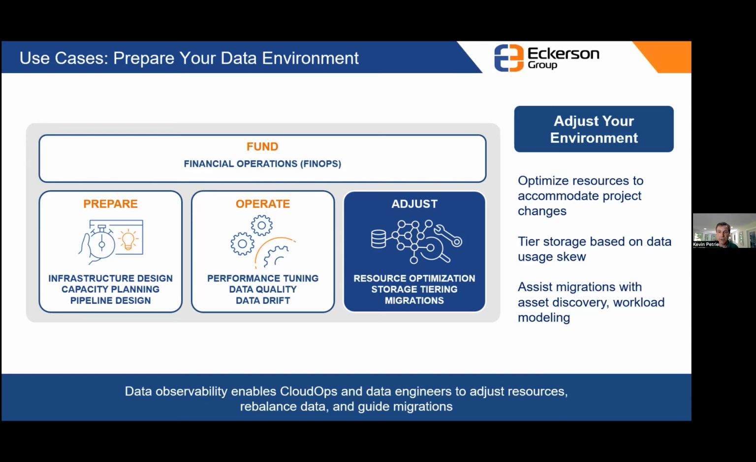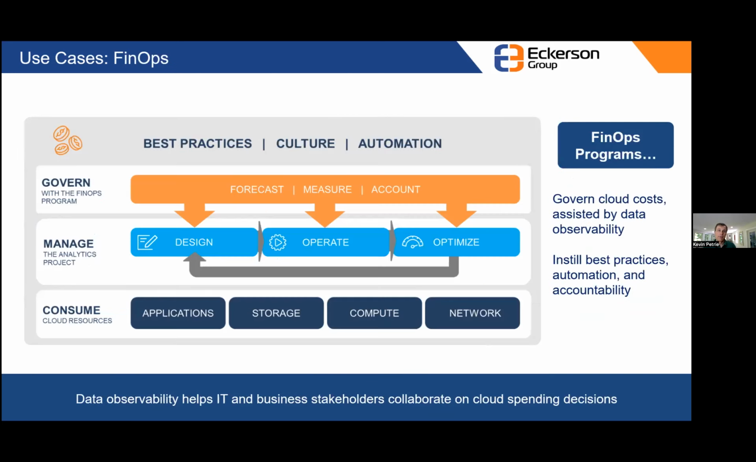Another use case is to assist migrations by discovering assets, automating the process for asset discovery, and by modeling workloads on the target before you go. So data observability can help enable cloud ops engineers and data engineers to optimize resources, rebalance data, and guide their migrations. All right, final use case, and it's a big one.